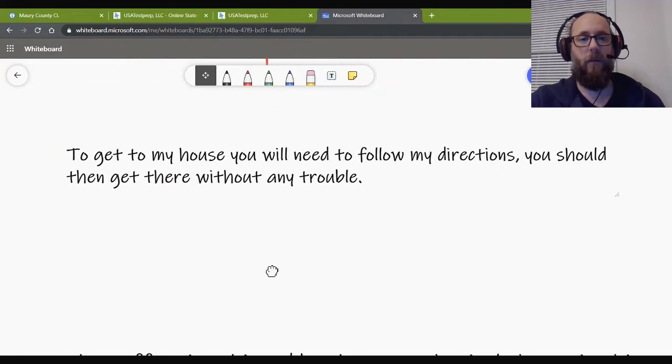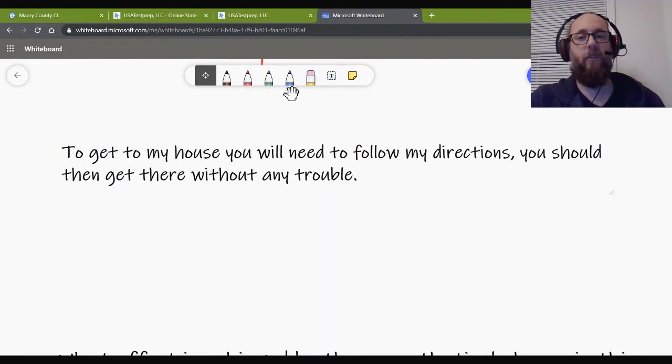Okay, now let's look. To get to my house, you will need to follow my directions. You should get there without any trouble. Now, I should know, to get to my house, you will need to follow my directions. There should be a pause in here somewhere. To get to my house, you will need to follow my directions. So, let's set a comma here.